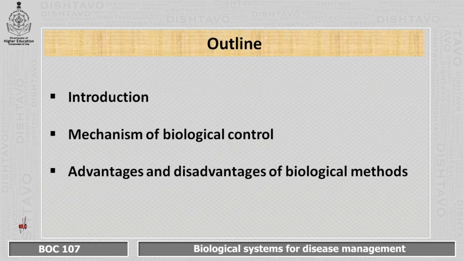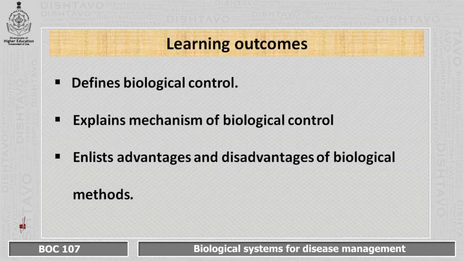Outline. In this module, we are going to study what we mean by biological control, then various methods or mechanisms which are used to control plant pathogens. Then the advantages and disadvantages of biological control. Learning outcomes. Once we finish this module, we will be able to define biological control, explain the various mechanisms of biological control, then enlist advantages and disadvantages of biological methods.